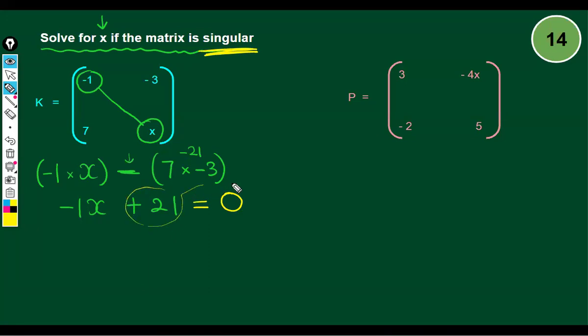We throw across +21, we're going to get -21. The -1 is a multiply. When you throw across a multiply, you get a divide. The answer is +21. So the moral of the story is this: if the examiner tells you the matrix is singular, you find the expression for the determinant, and you have no choice but to put it equal to 0. By doing that, you will form an equation. Solve for X from that point.